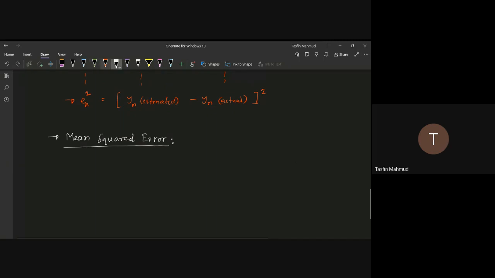The mean squared error, we can define as MSE. It would be like this, that we will take the average of all these errors. So how do we determine the average? We add all of these errors and then divide it by the total number.